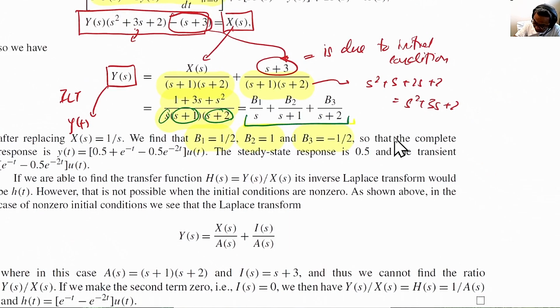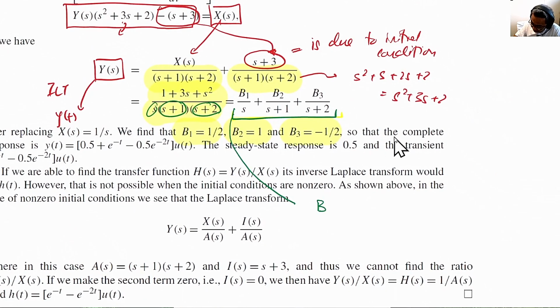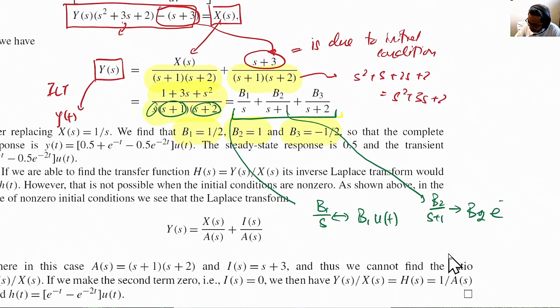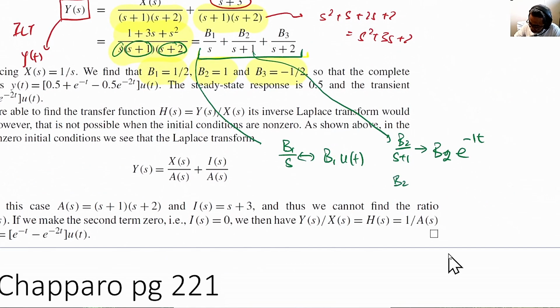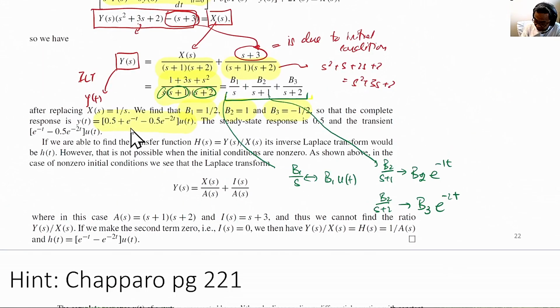You substitute in here and you perform the inverse Laplace transform. The inverse Laplace transform of b1 over s becomes b1 times unit step. What about b2 over s plus 1? It becomes b2 e to the minus t. And the last one, b3 over s plus 2, becomes b3 e to the minus 2t. So we substitute and we find that this is our answer over here.